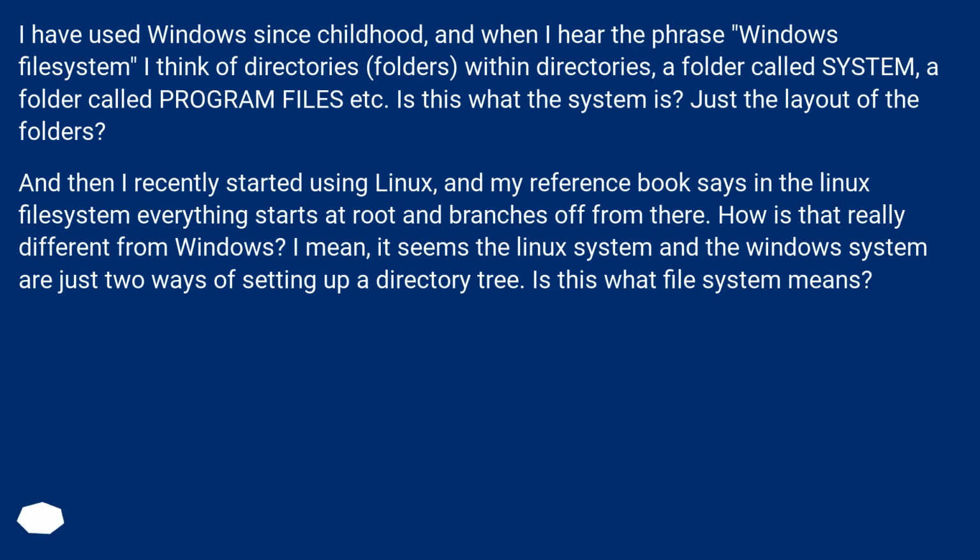And then I recently started using Linux, and my reference book says in the Linux file system everything starts at root and branches off from there. How is that really different from Windows? I mean, it seems the Linux system and the Windows system are just two ways of setting up a directory tree. Is this what file system means?